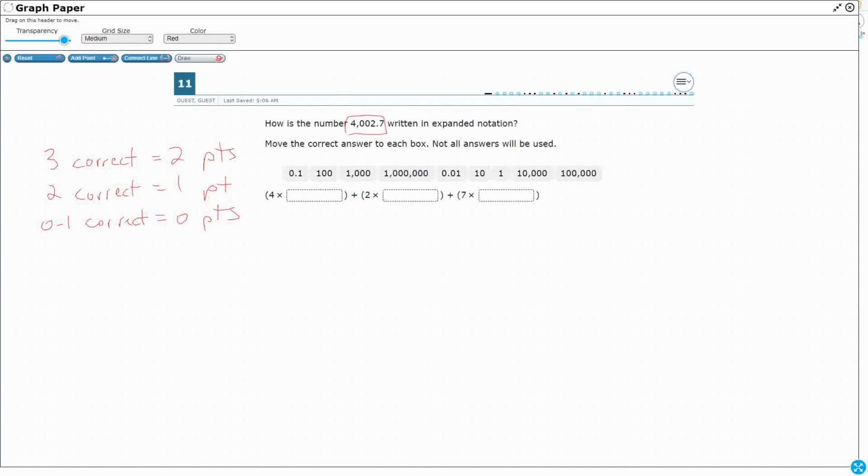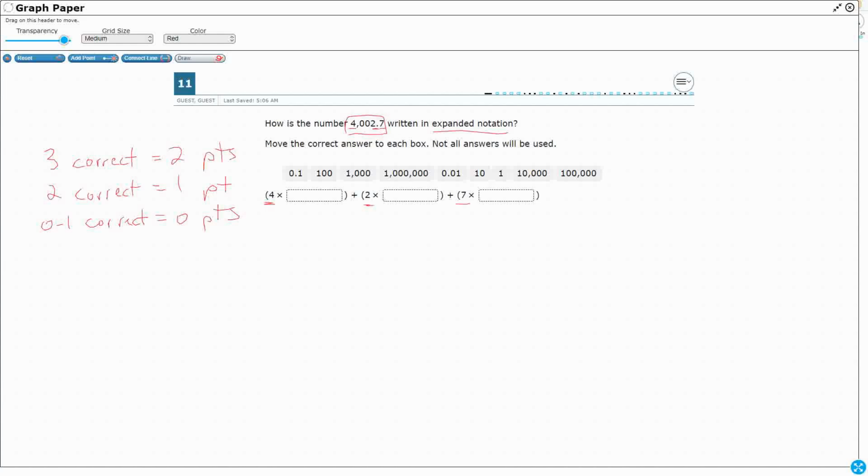What they like to do on problems like this is put some zeros in there to really make you think. So we need to write it in expanded notation, and they even have the values of the digits. Look, that 4 goes with this 4. This 2 goes with this 2. And then this 7 goes with this 7.